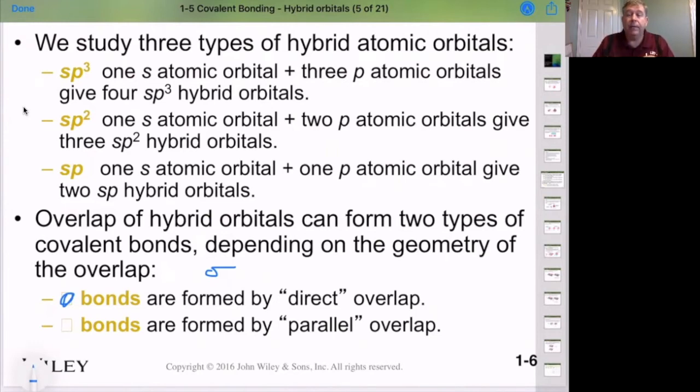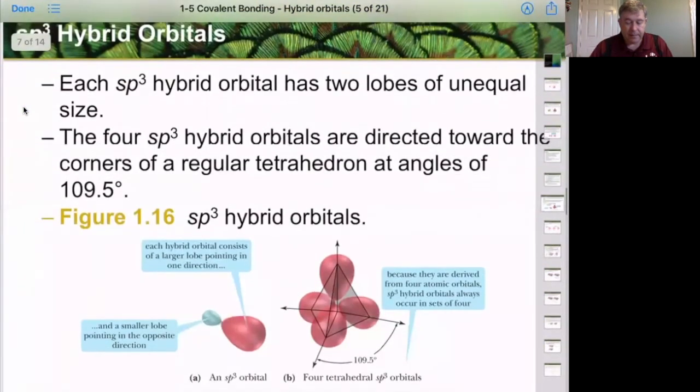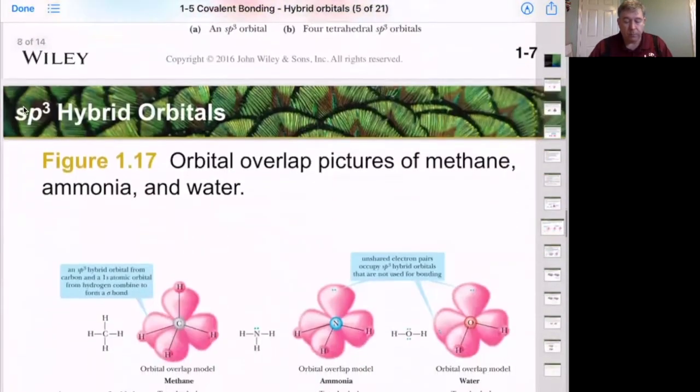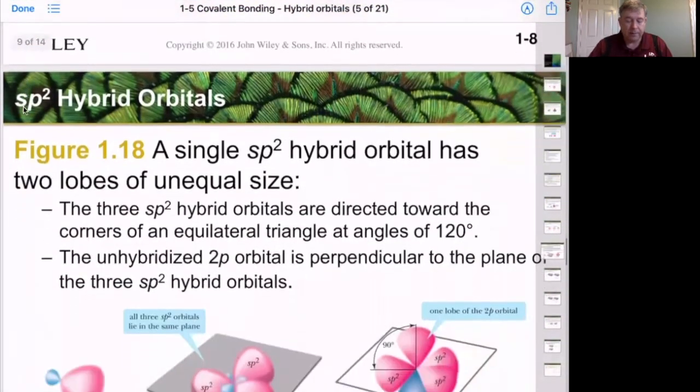Now, if we were to have an overlap with just a p orbital all by itself overlapping with the p orbital, that would be above and below the plane, and that would be what we call a parallel overlap or a pi orbital. So these pi orbital overlaps give us pi bonds. Those parallel overlaps give us pi bonds. Direct overlap gives us sigma bonds. Okay. That being said, let's continue on with what our sp2 looks like, okay?